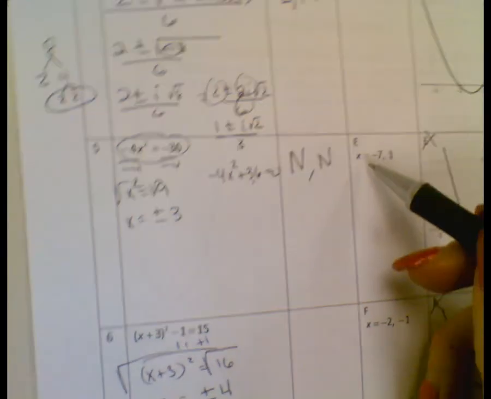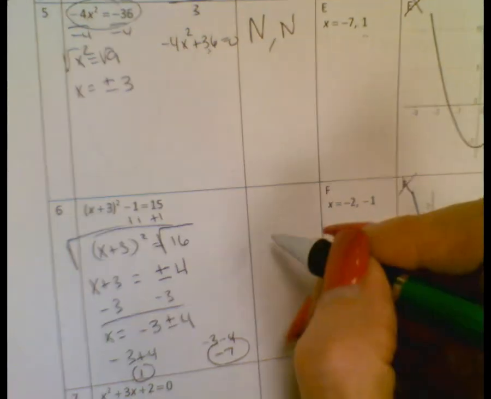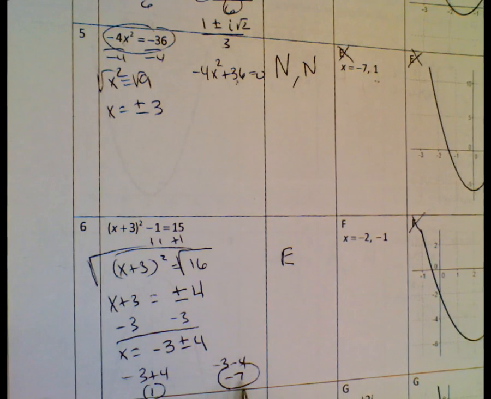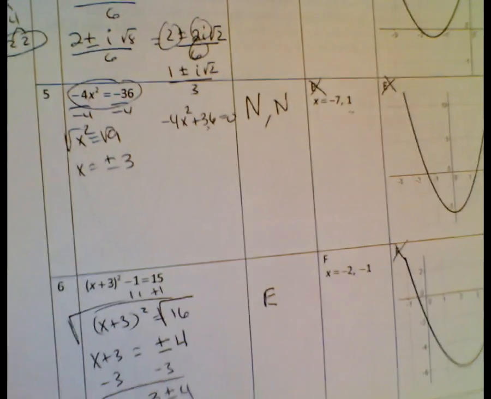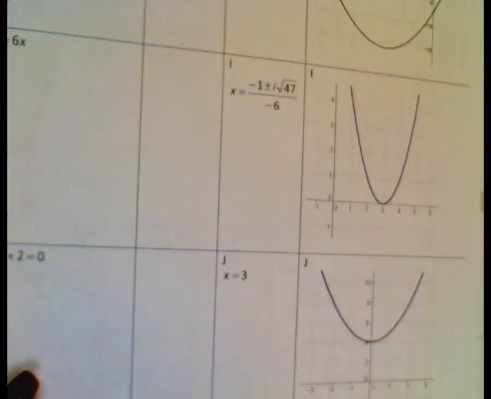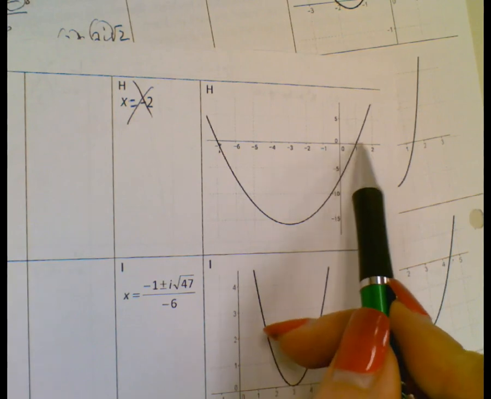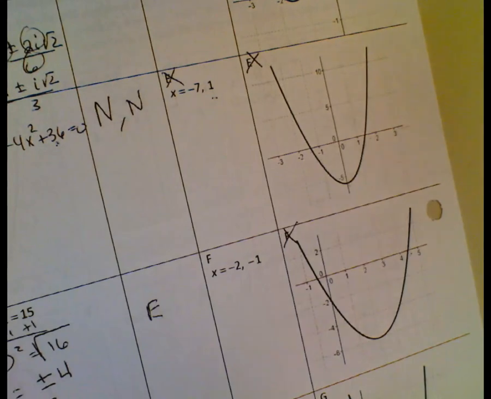Oh, it looks like it's right here. It's E. So E is your answer. Now you're looking for a graph that crosses through negative 7 and 1. Perfectly. Negative 7 and 1. Oh, look at this one. H. Crosses through negative 7 and 1. So it has to be H. Let's cross that graph out. H.